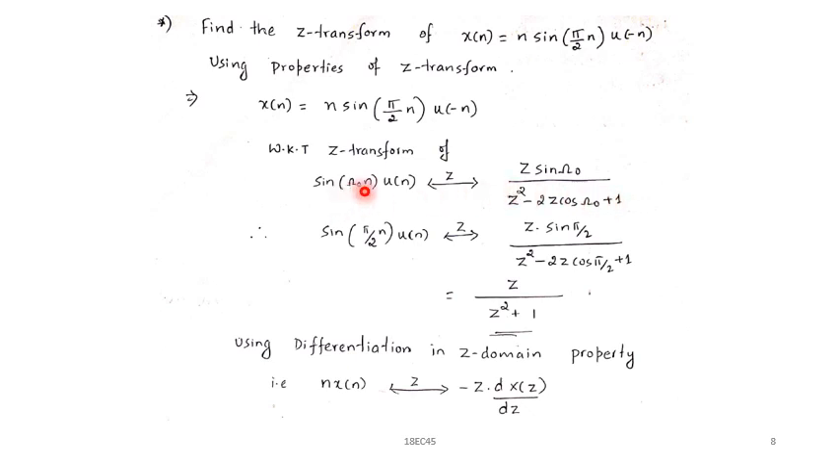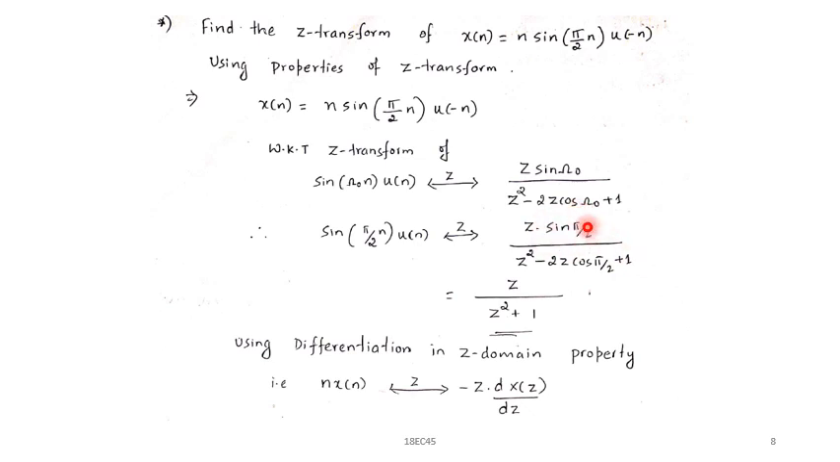Now, I'll compare the general equation and the given equation, that is sin(pi/2 n) u[n]. So here omega naught is pi by 2. Now I'll write this as z sin(omega naught), that is sin(pi/2), in the denominator z square minus 2z cos(pi/2) plus 1.